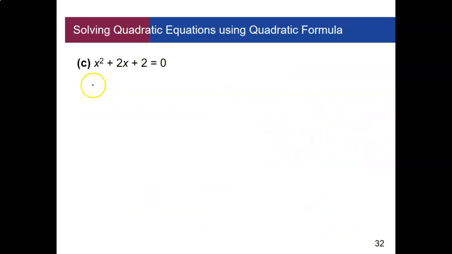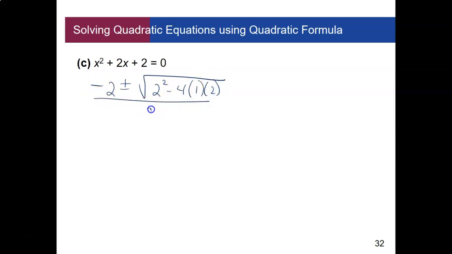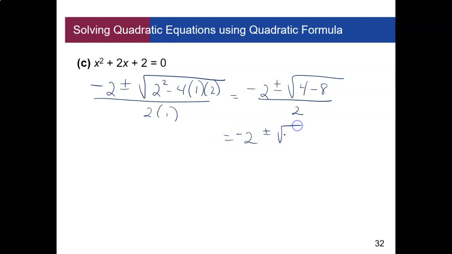Okay, one last one here. We have negative b plus or minus the square root of b squared minus 4ac, and then that's going to be over 2 times a. So I have negative 2 plus or minus the square root of, that's going to be 4 minus 8 over 2. So we'll have negative 2 plus or minus the square root of negative 4 over 2.